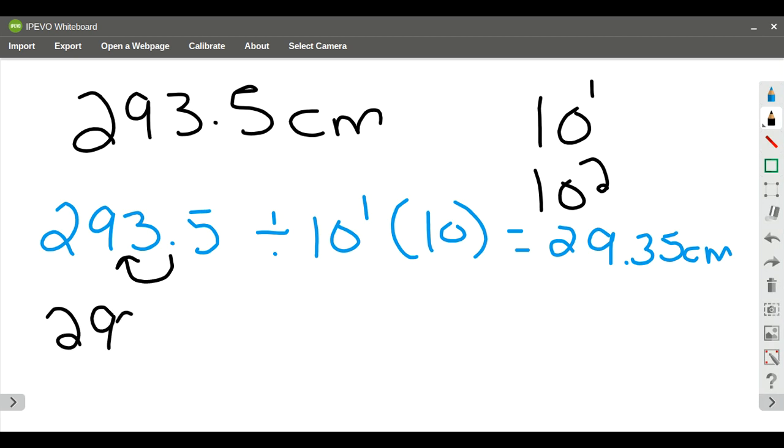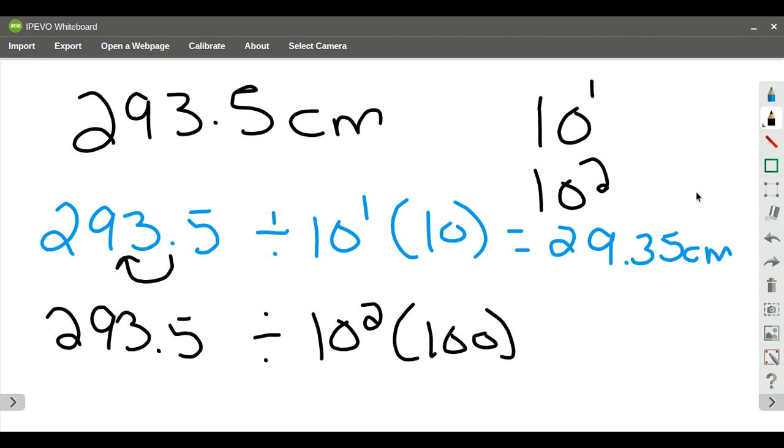Then I'm going to do this value in black. I have 293 and 5 tenths, and I'm dividing that by 10 to the second power. And if you remember, 10 to the second power is 100. So using what we know with our place value patterns, 10 to the first power, I have 1 zero behind the 1. 10 to the second power, I have 2 zeros behind the 1. The exponent tells me how many places to move my decimal. The zeros also tell me how many places to move my decimal. So I'm going to move my decimal 2 places to the left. I'm going to go 1, 2. My answer is now going to be 2 and 935 hundredths of a centimeter.